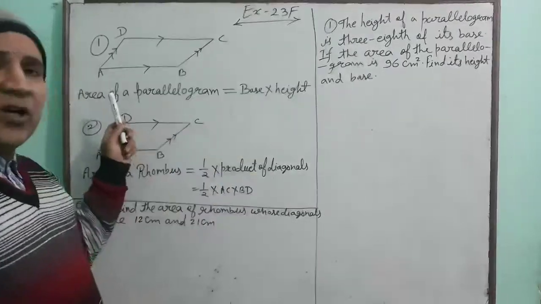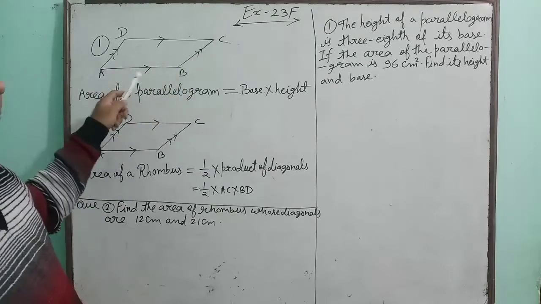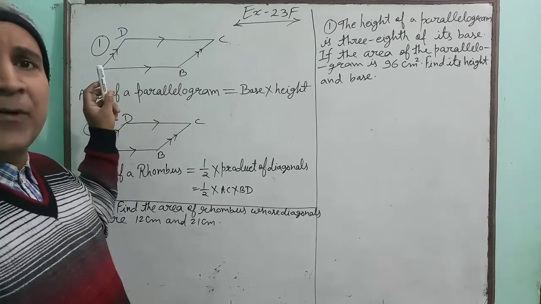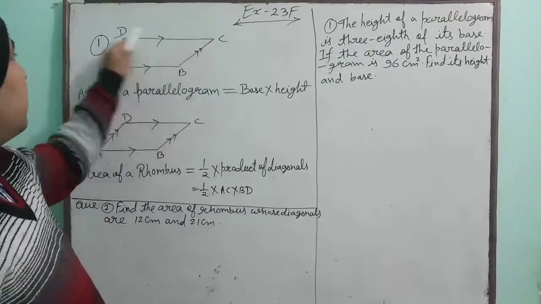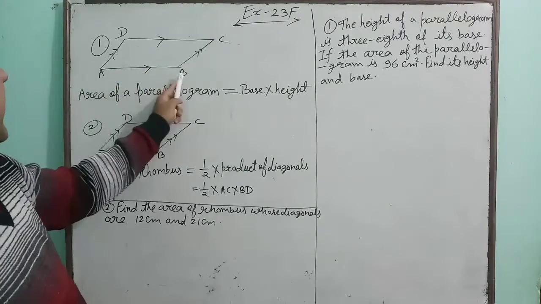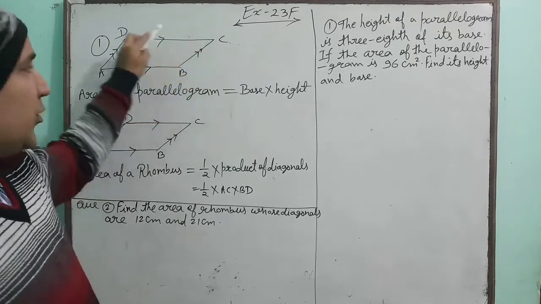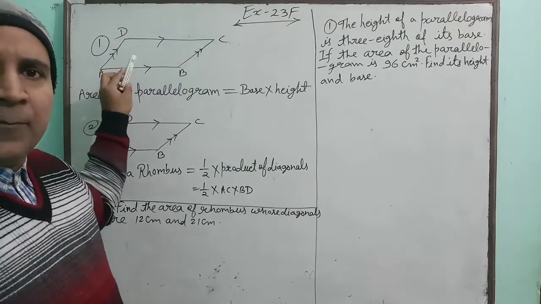See, I have written the formula here. Suppose ABCD is a parallelogram. I hope you know the meaning of parallelogram: a quadrilateral in which opposite sides are parallel to each other. Here AB is parallel to DC and AD is parallel to BC. So ABCD is a parallelogram.